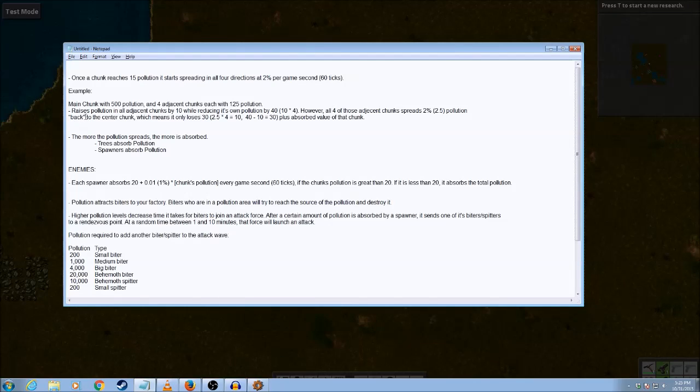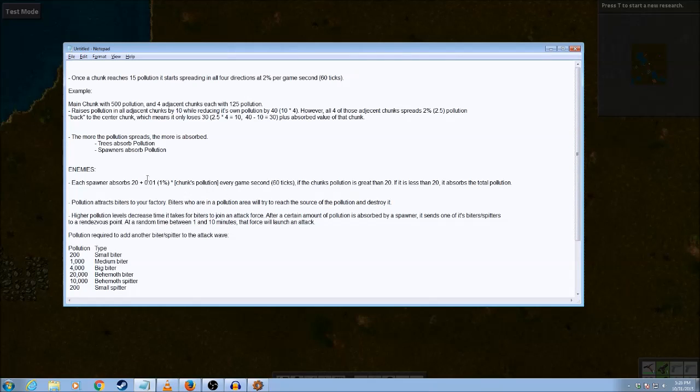So they're going to spread 2.5 pollution back to the center chunk, which essentially means in the end, the center one is only losing 30 rather than 40 per second, because 2.5 right here times the 4 chunks equals 10, and 40 minus 10 equals 30, right? And then it's losing 30 plus the absorbed value of that chunk. So that's pretty much how it spreads. Hits 15, starts spreading out, and spreads at 2% of the total pollution in that tile per second.